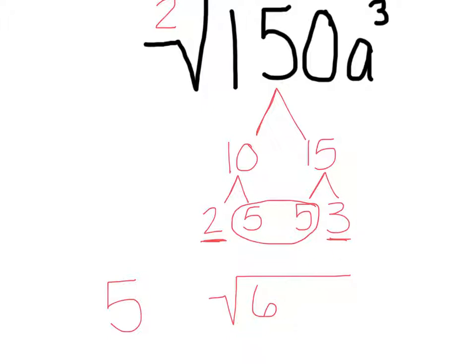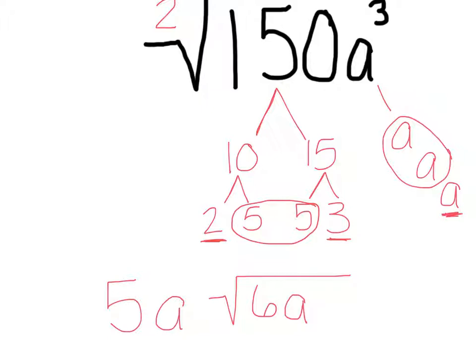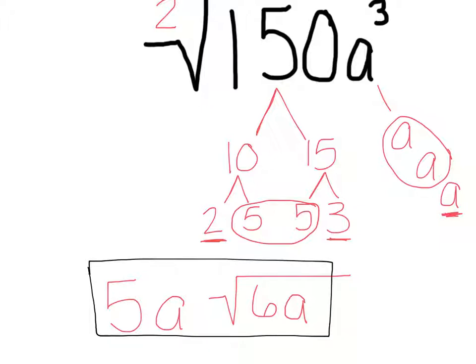Now the other part is the a over here. A cubed, how many a's is that? 3. 1, 2, 3. I think that's the easiest way to do it. Just write them out. So we're looking for sets of 2. So here's a set of 2, and then we have 1 left over. So what's outside the radical? 5a. And then what's inside? 6a. This pair brought the 1 to the outside, and this leftover one left 1 inside. So that would be your answer: 5a square root of 6a.